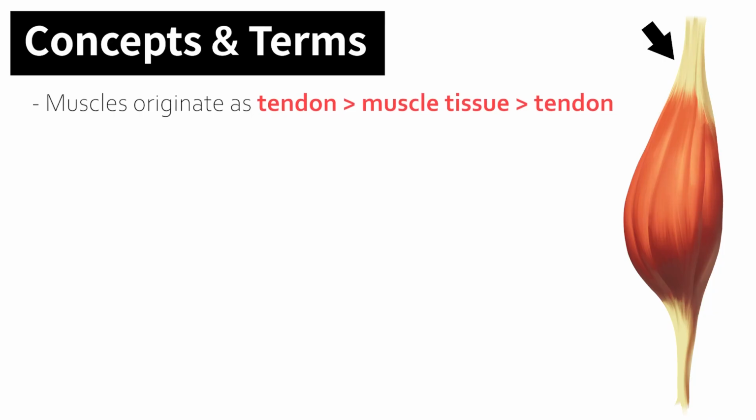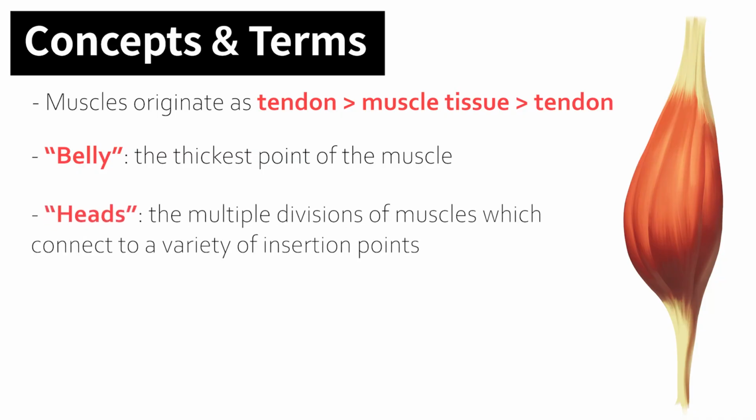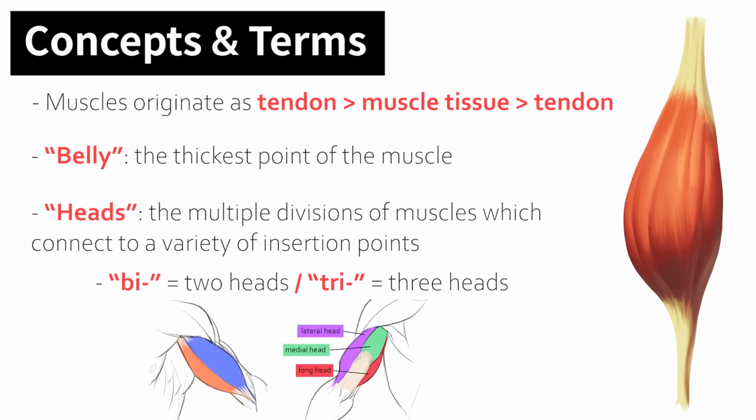Muscles tend to attach to bone as tendon before transitioning into muscle tissue, which increases in thickness until what is often called the belly of the muscle before decreasing back into tendon. Many muscles are often in multiple parts, attaching to a variety of points to allow for function, and we'll use Latin prefixes to denote the number of parts or heads. Examples of this include biceps and triceps, which denote two-headed and three-headed muscles, respectively. So with all that aside, let's get started.